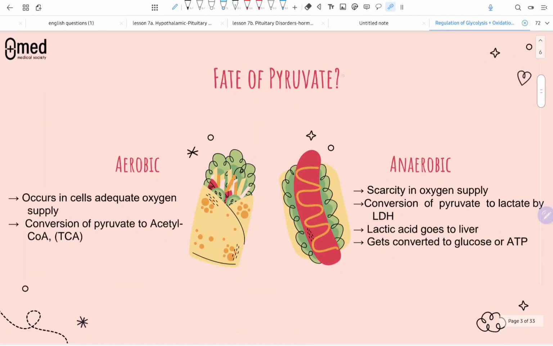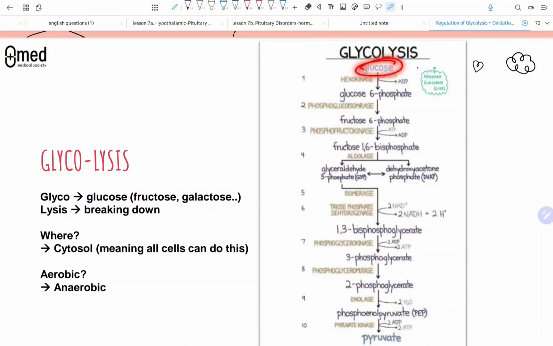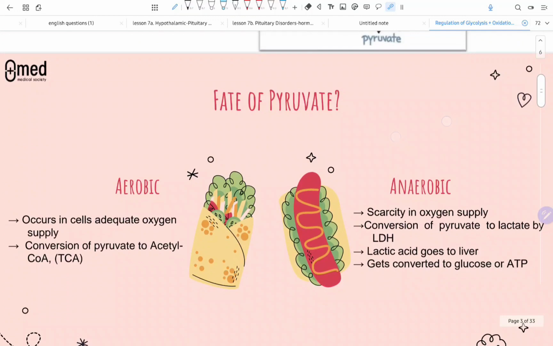Now, what is the fate of pyruvate? If I go back to glycolysis, we start with glucose, and then all of this we end with pyruvate. And it's asking us, what is its fate? Let's say we are in a normal cell. We know that glycolysis doesn't need oxygen to work, right? But if the cell is aerobic, it needs oxygen to breathe or to have cellular respiration.